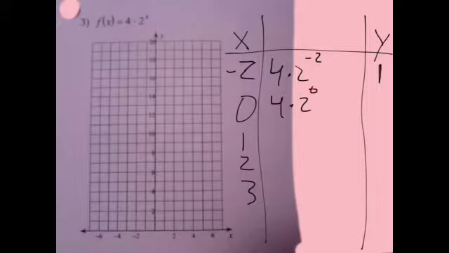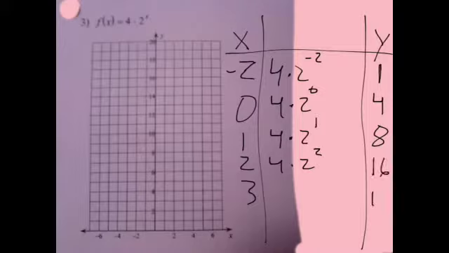And now we can plug in 0 for the x. 2 to the 0 power is just 1. 4 times that is 4. Now we have to do 4 times 2 to the first. 2 to the first is 2, times 4 gives us 8. And we have to do 4 times 2 squared. 2 squared is 4. 4 times 4 is 16. And hopefully you can guess that the next one's just going to be 32, because that's 4 times 2 to the third. And 2 to the third is just 2 times 2 squared, so that's 8 times the 4, which gives us 32.